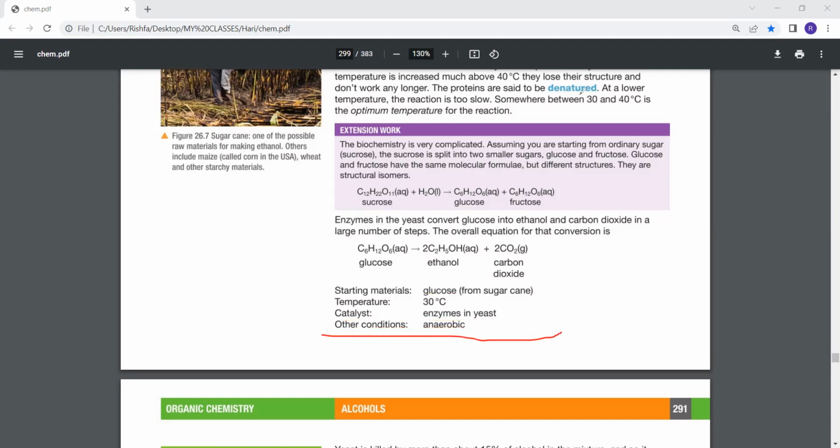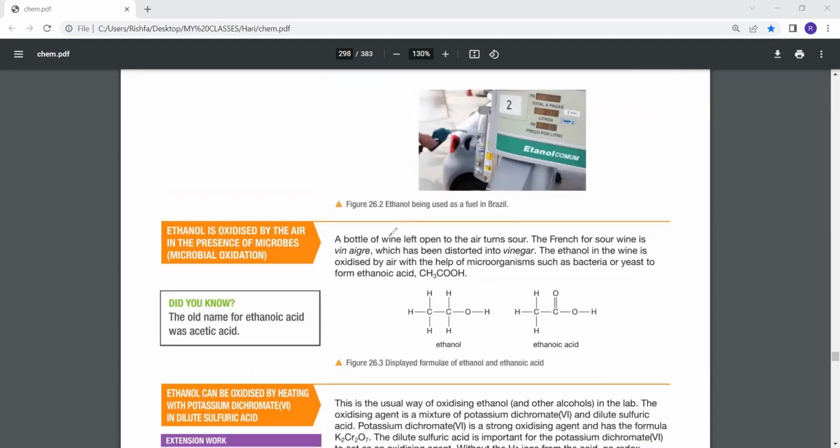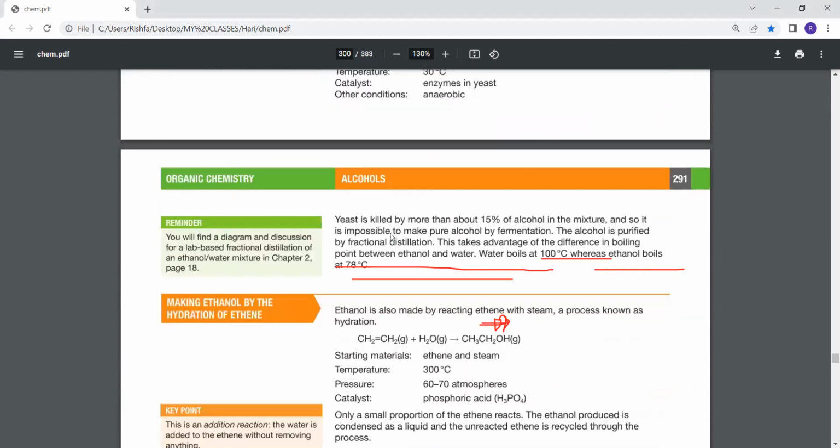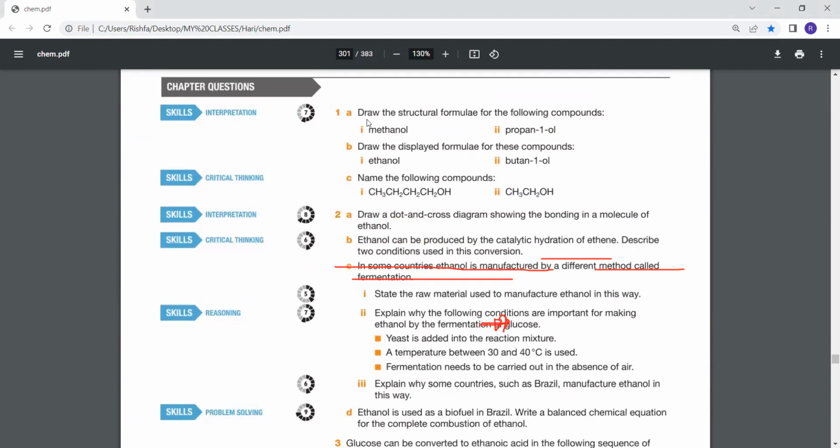Fermentation is different from oxidation of alcohol by microbes. This is oxidation of alcohols by microbes. If you see, ethanol will convert to ethanoic acid. Again, ethanol is oxidized with the help of microorganisms, bacteria or yeast. It converts to this. The reactants and the products are different in both reactions. Don't get confused. And then we have some advantages and disadvantages, the differences between hydration of ethene and the fermentation process. You should know that.